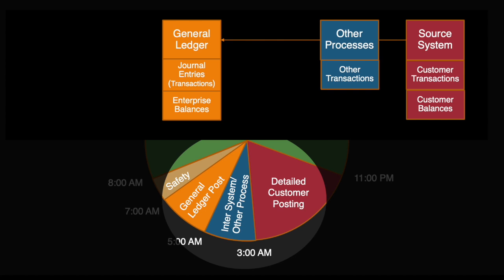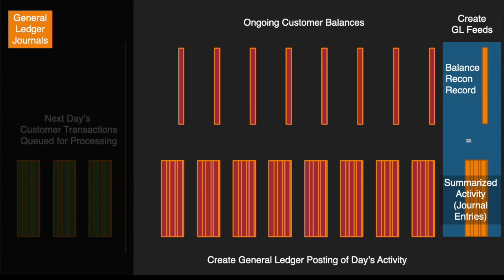This means that often the general ledger postings are done in aggregate. The day's transactions are typically aggregated to create a journal entry of some sort. The change in the balances is typically also captured in order to provide a control that the total activity passed to the general ledger is correctly reflected in the balances.